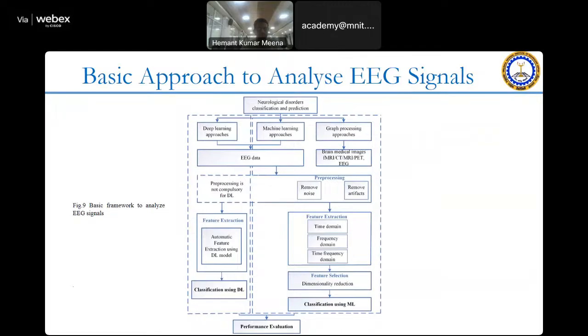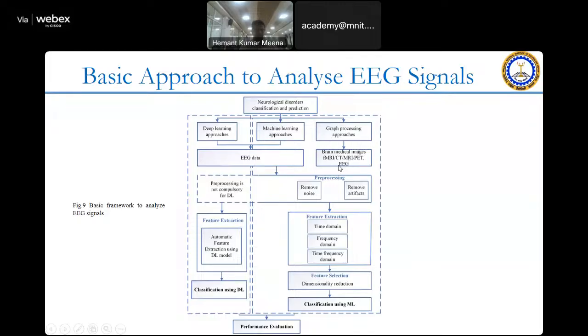Basic approach to analyze EEG signal. This slide is very useful for those people who are beginning to go deeper in their research. To analyze neurological disorders, this is basically the need and prediction. You can use a machine learning approach, a deep learning approach, or graph processing approaches. With these approaches, you work upon the EEG data.